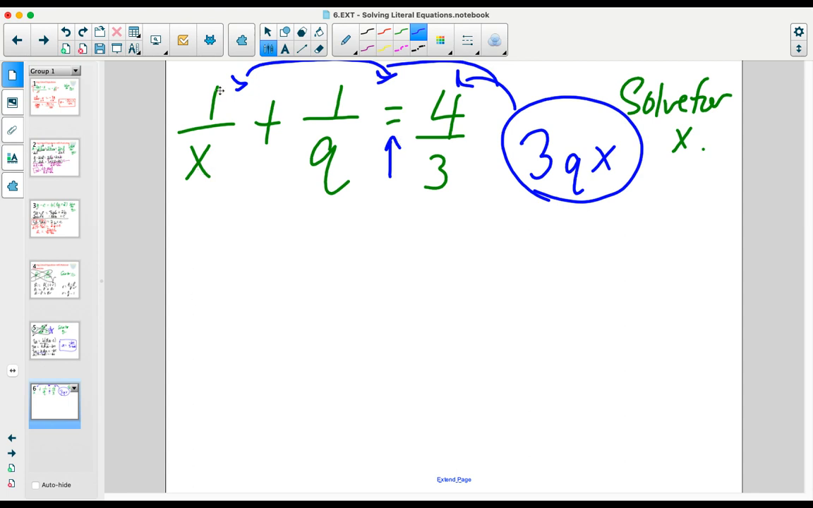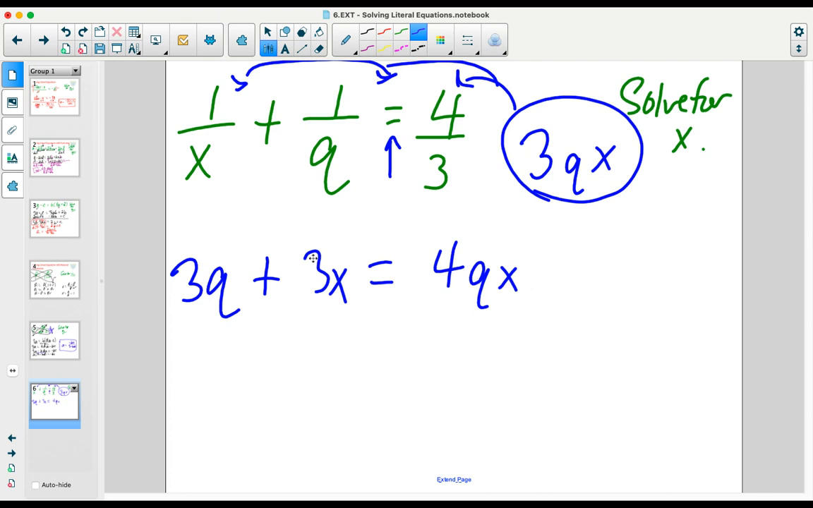So we have our first fraction, 1 over x times 3qx, leaves us with a 3 and a q. The x's knock each other out. The second multiplication leaves us with a 3x. The q's knock each other out. And the last one leaves us with a 4, which was already there, and a qx. The 3's knock each other out.